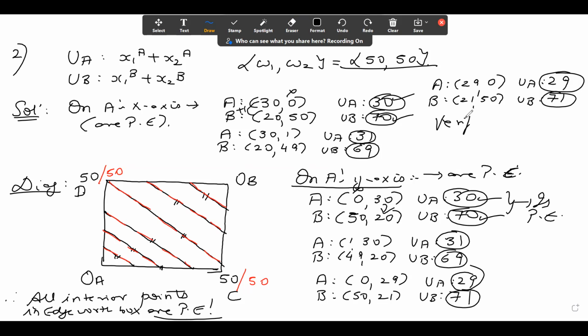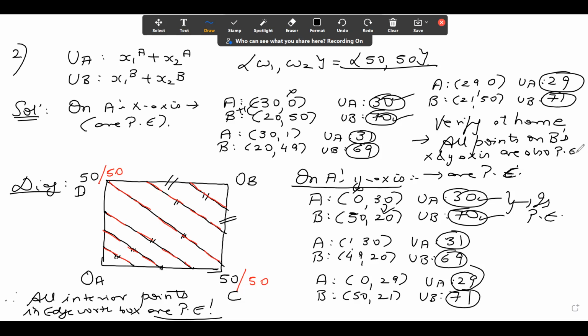And students, you can verify at home that all the points on B's x and y axis, that means this axis and this axis, are also Pareto efficient. So what is my answer? I have shown that all the interior points are Pareto efficient. I have shown that A's x-axis and y-axis are Pareto efficient. You can verify at home that B's x-axis and B's y-axis are also Pareto efficient. So my answer is what? My answer for this question is entire Edgeworth box is Pareto efficient.